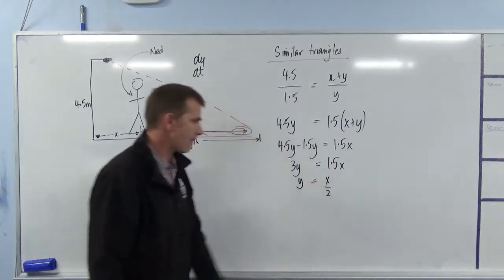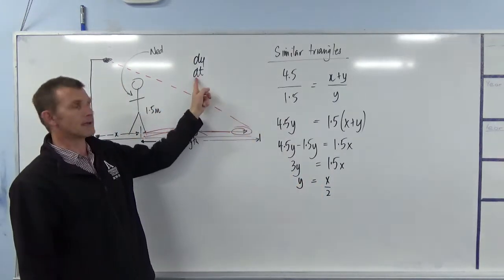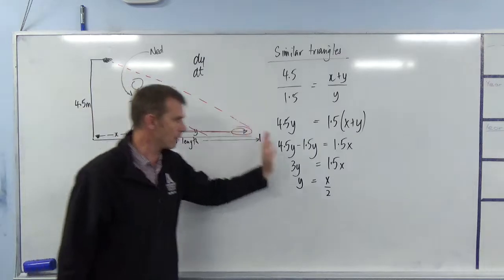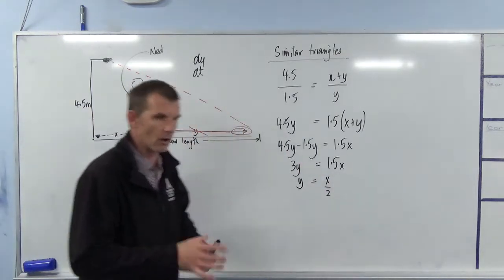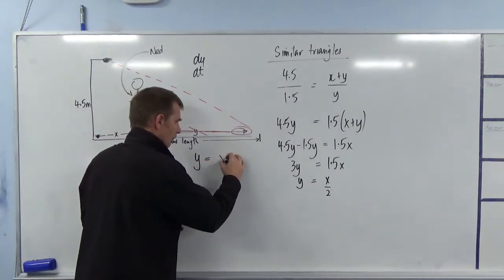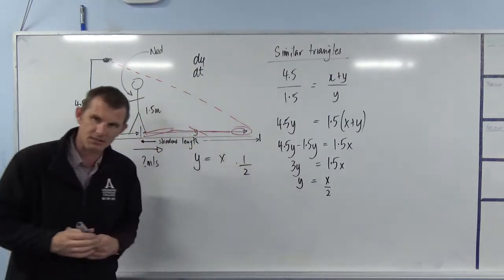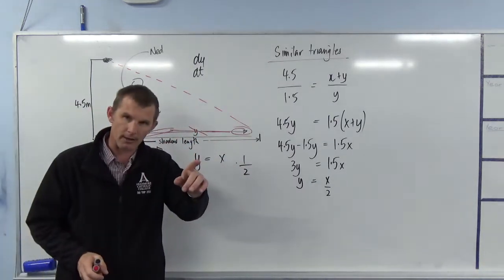Now that we're there, we need to somehow turn this into getting this. Now we've only got x and y here. Only x and y. So here's the trick. If I put it over here and go y equals x, and I'll put it times a half, that's the same.